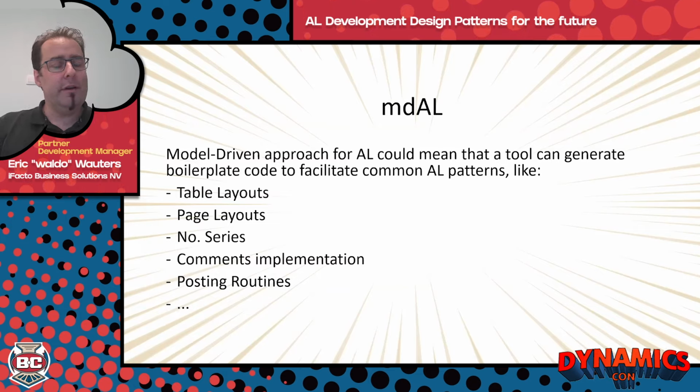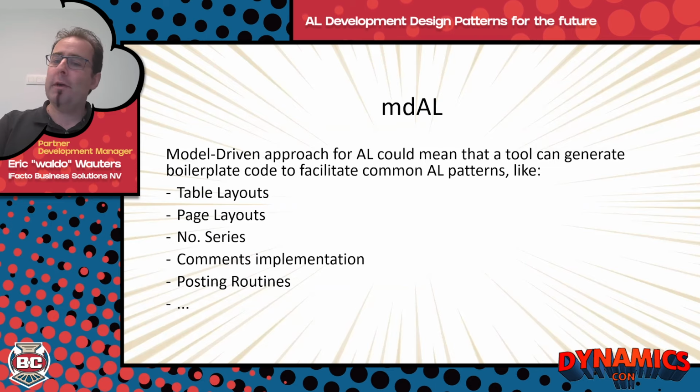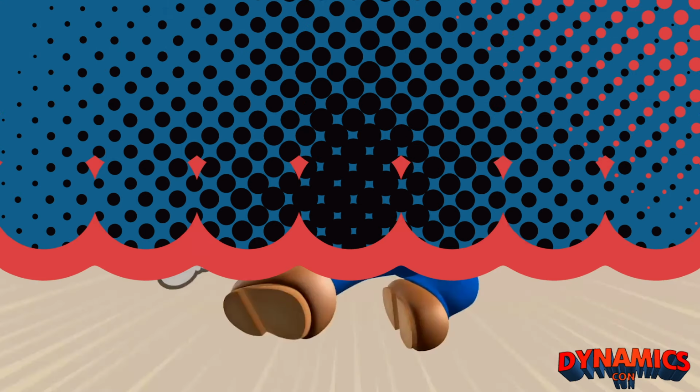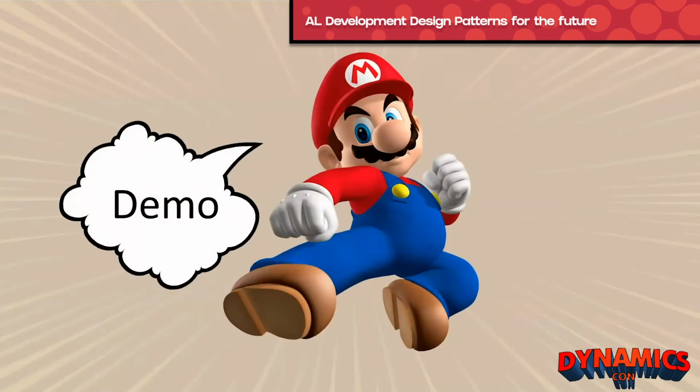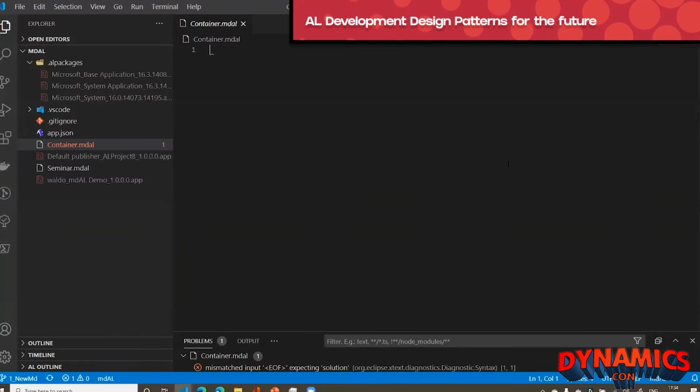Even more, if I define a model and then basically just press generate my code and have a compilable application already generated for me. I guess this calls for some kind of demo. So let me switch to an example that I've prepared here.